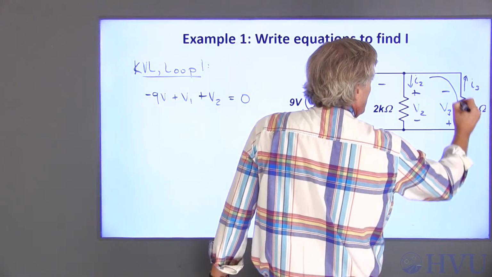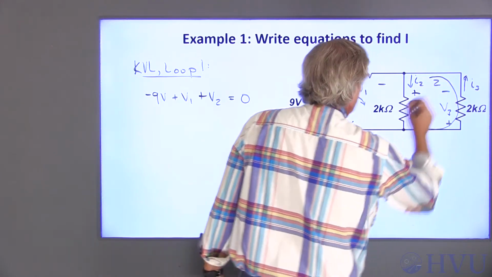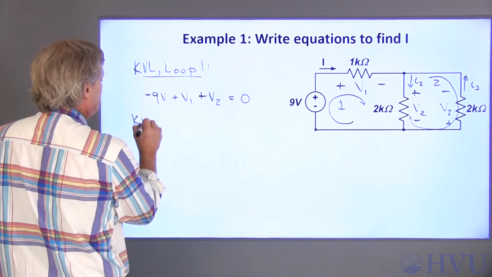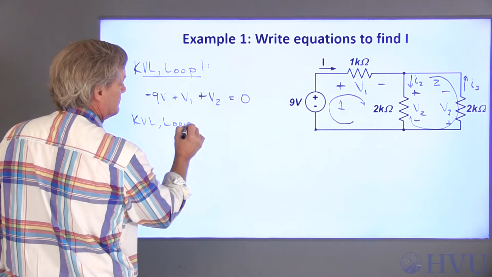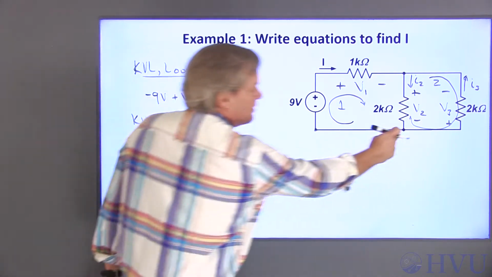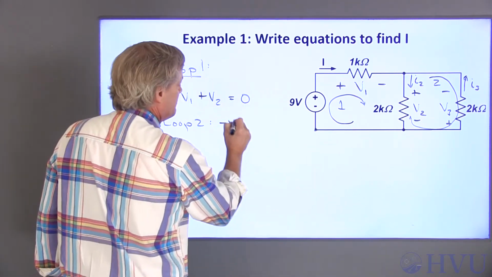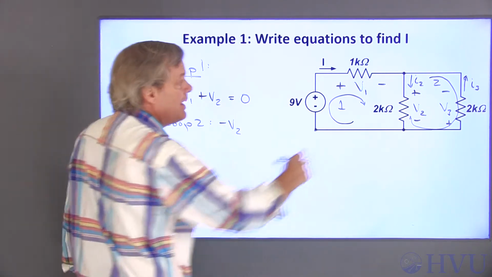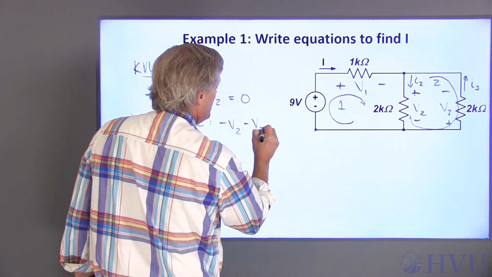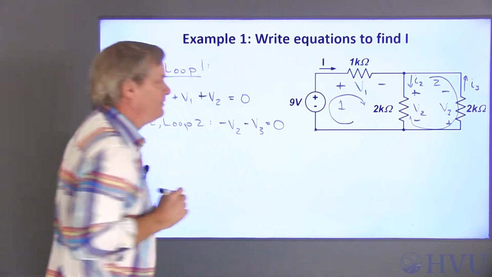Next, I think I'll do KVL around this rightmost loop, which I'll call loop 2. If I start down here, I see the negative terminal on V2 first, so that's negative V2. And I see the negative terminal on V3 next, so that's negative V3.